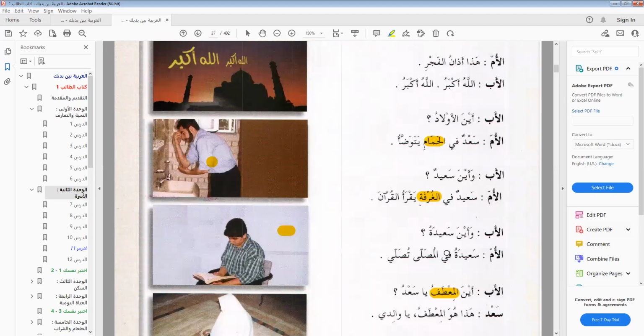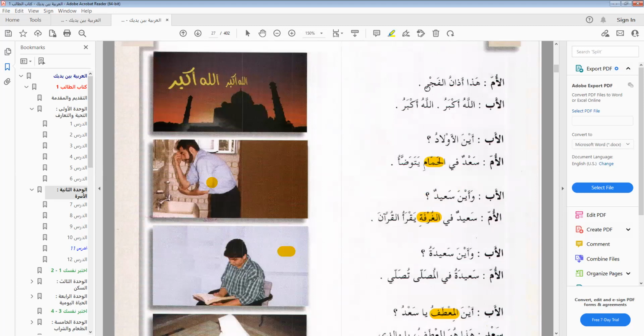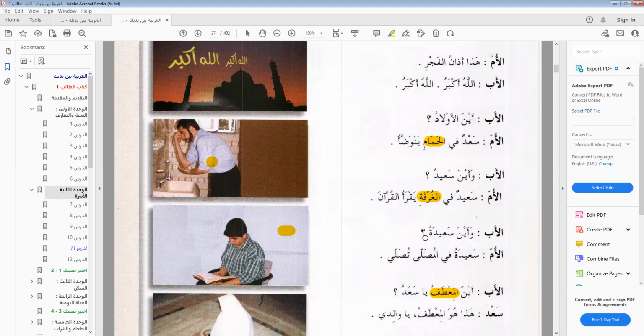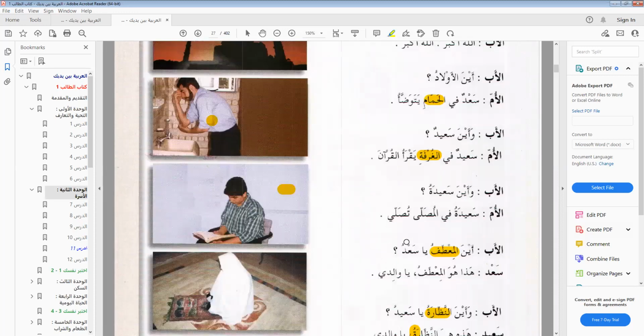Marratan ukhra, once again. Al-umm: Hadha adhan al-fajr. This is the adhan of Fajr. Allahu Akbar, said the father. Al-abu then says, Aina al-awlad, where are the children? Al-umm, the mother says, Sa'dun fil hammam. Sa'd is in the bathroom, performing ablution. Wa aina Sa'id? Sa'idun fil ghurfati yaqra'u al-Qur'an. Sa'id is in the room reading the Quran. Then wa aina Sa'ida? Where is Sa'ida? Sa'idatu fil musalla tusalli. Sa'ida is in the prayer room observing salat.